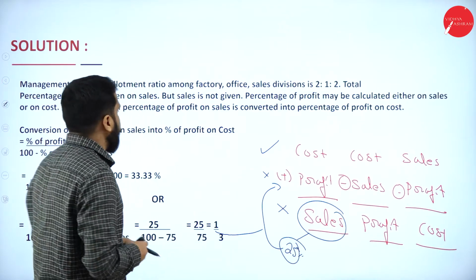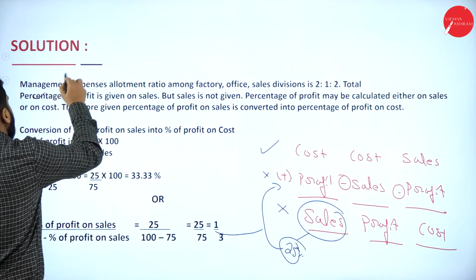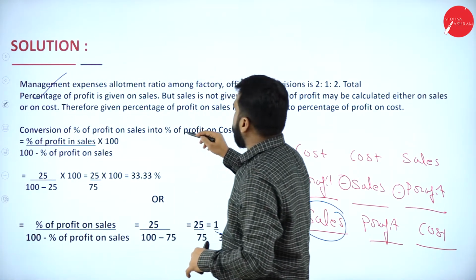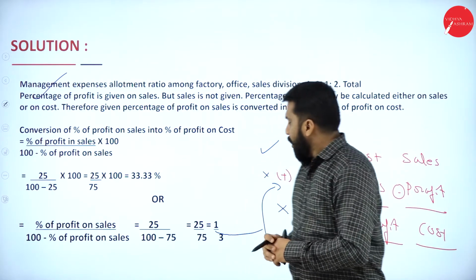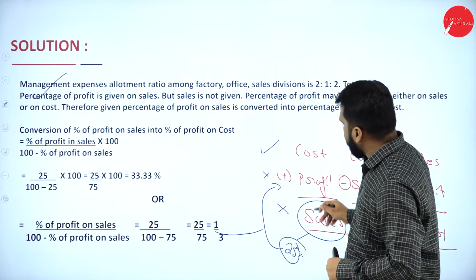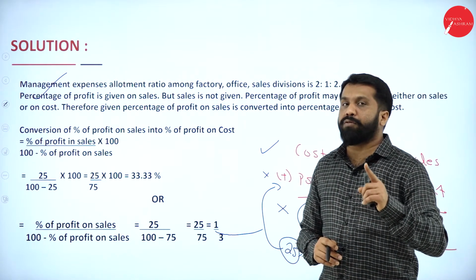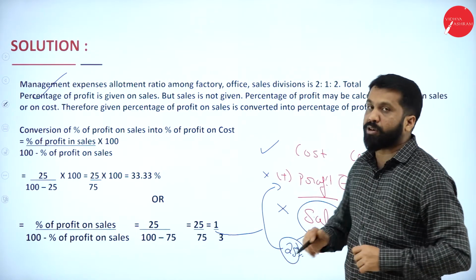Now we'll calculate, say, management expenses is over. Now, conversion of percentage of profit on sales into percentage of profit on cost. How do we convert? We know the percentage on sales, but we don't know the percentage on cost. Why? Because we know the value of only cost. We don't want percentage on sales, we want percentage on cost.